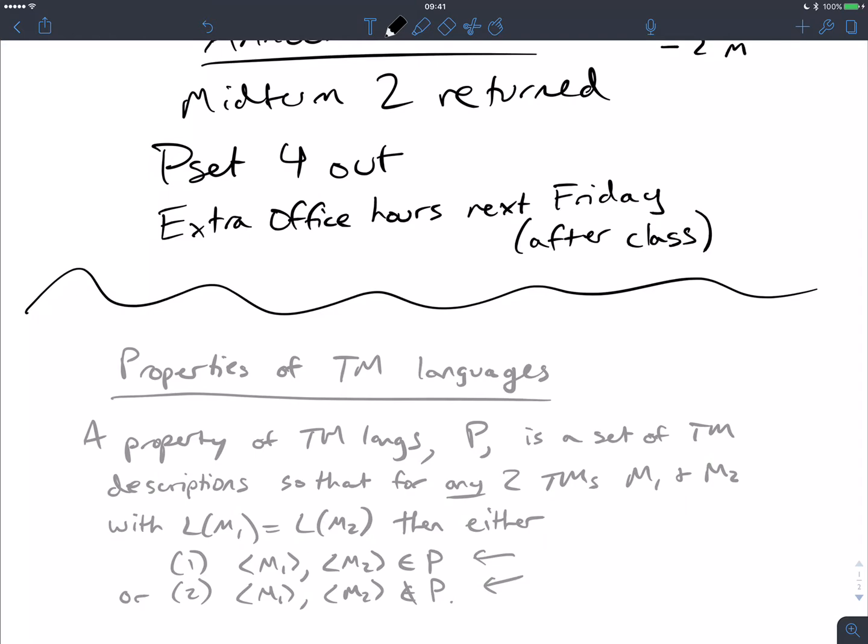And also, even if you have single machine descriptions, and let's just say the machine's language is not empty and has at least 5 states, that is not a property of the language anymore, because there's something about the description itself that actually makes a difference. It's only about the language here. Other questions?